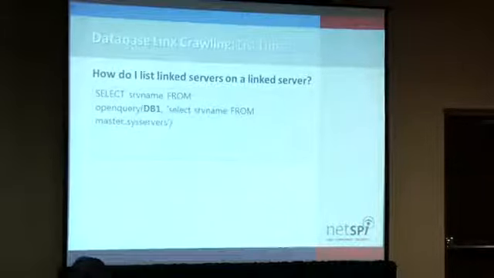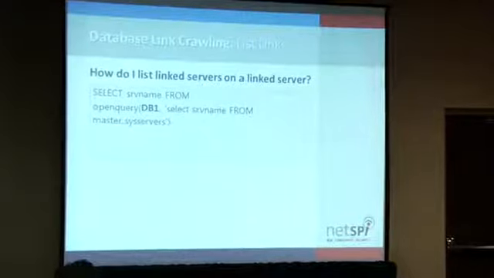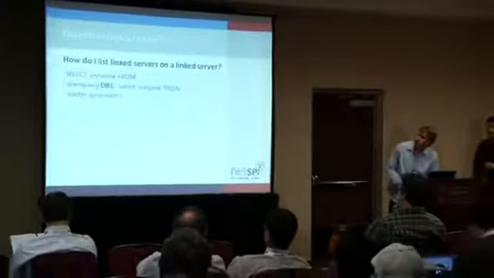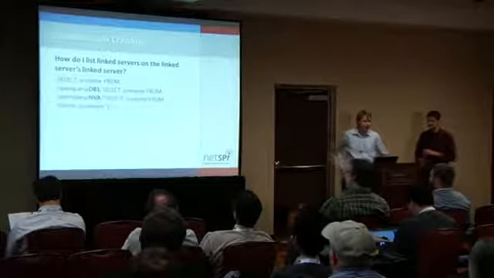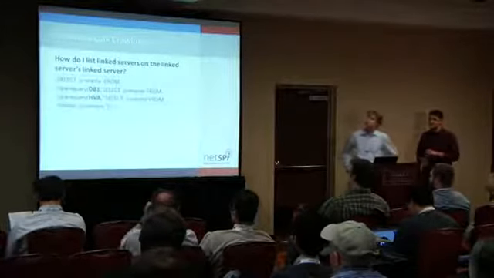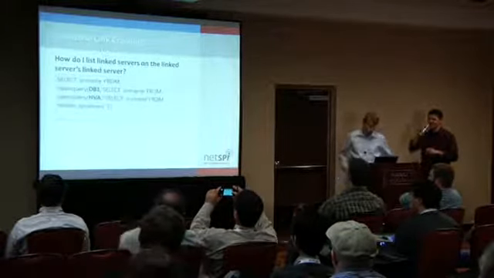So how do you use the OpenQuery? If you get access to database 1, or the initial database, you can select data from the linked server by using the OpenQuery. So you can do select server name from OpenQuery DB1 and then select server names from there. What this query actually returns is not the linked servers on the first server, but on the linked server. And the same way, you can list linked servers on the linked server's linked server. So you can just build longer queries when it follows the link path.